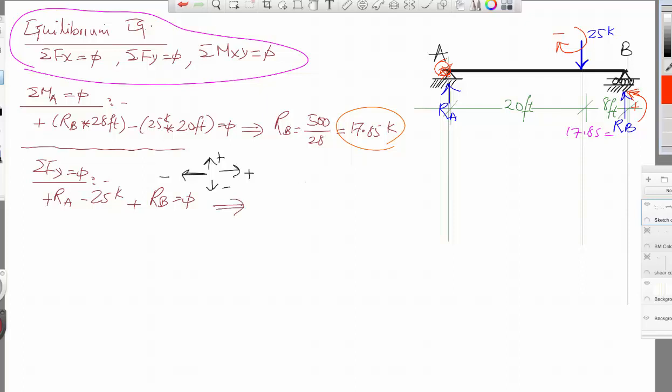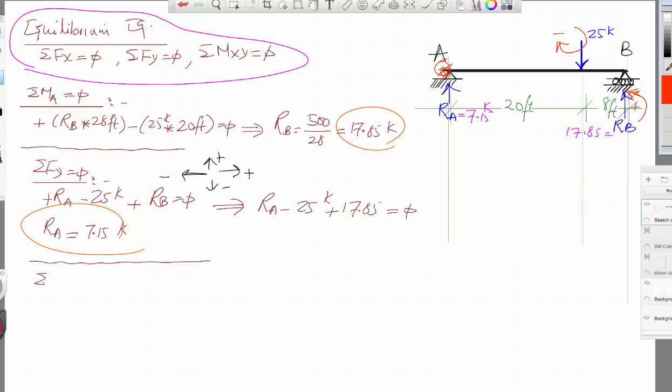So continue here. We don't know RA, it is unknown, so RA minus 25 kips plus RB, which is already calculated as 17.85, is equal to 0. So RA is equal to 7.15 kips. So this is the second value, and you can go ahead and update this value here equal to 7.15 kips.